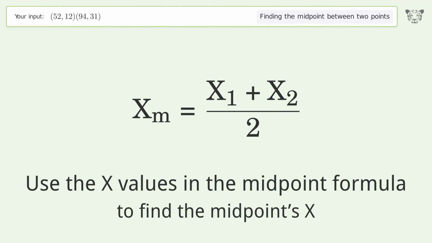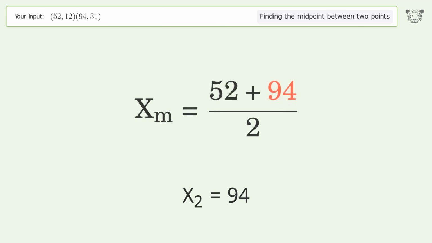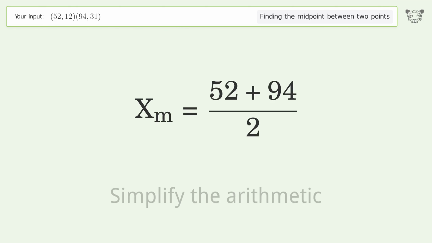Use the x values in the midpoint formula to find the midpoint's x. x1 equals 52. x2 equals 94. Simplify the arithmetic.